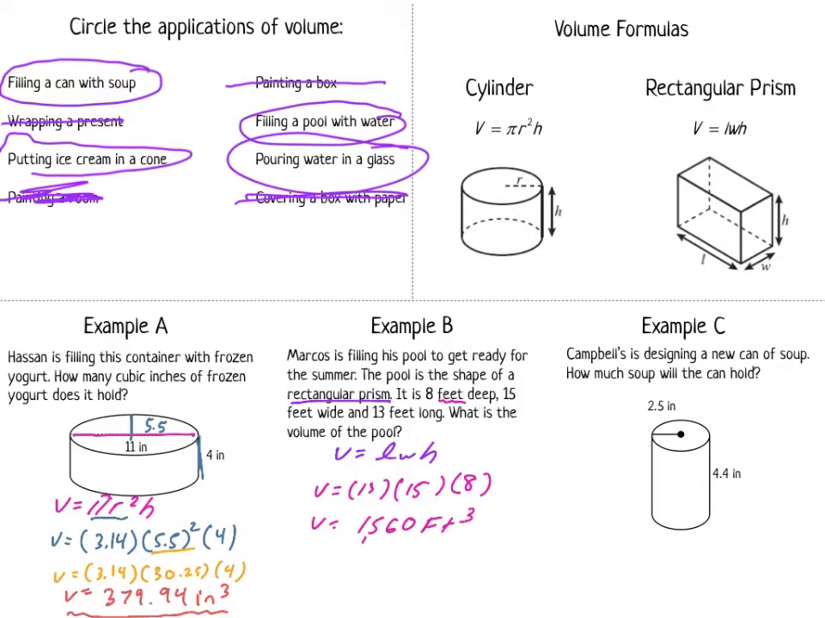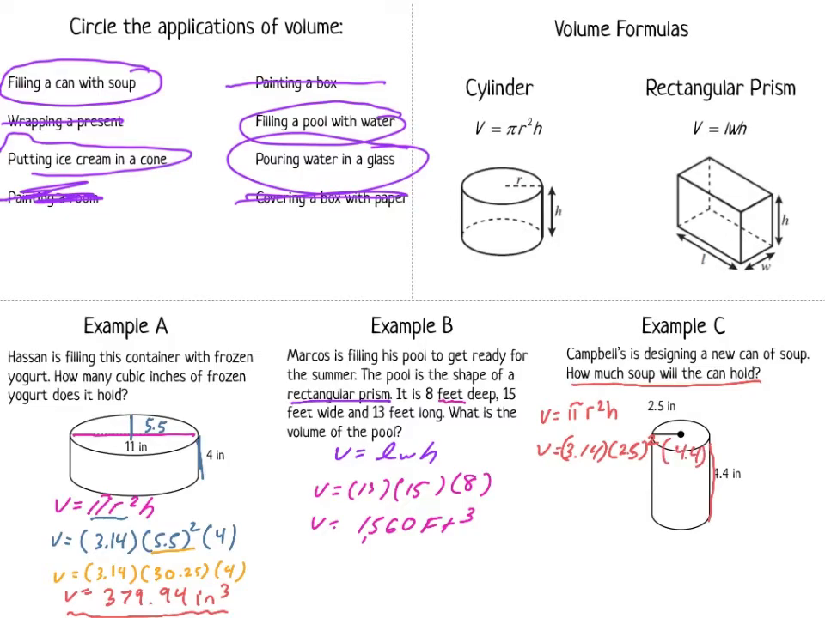Our final example there is talking about Campbell's design for a new soup can. How much will the soup can hold? So since we know that it's talking about how much we hold, we're talking about volume. So again, we're going to need our volume formula, which is volume equals pi r squared times h. We know our pi is 3.14. We know our radius, they gave it to us immediately. We didn't have to do any extra to get a squared. And our height along the right-hand side here is going to be 4.4.